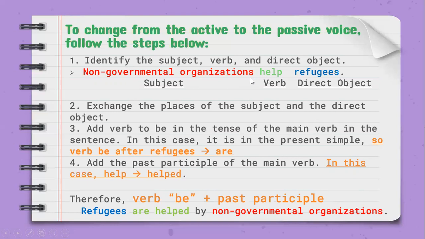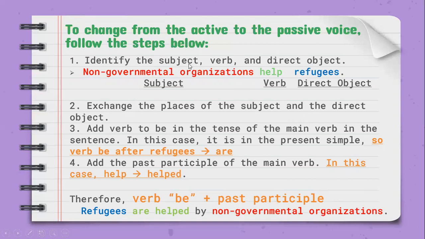Non-governmental organizations, this is the subject. What do these organizations do? They help, so this is the verb. They help who? Okay, so what's the direct object? The refugees. Subject, verb, direct object. This is the form for any sentence in the active voice. Now, I want to exchange the places of the subject and the direct object.